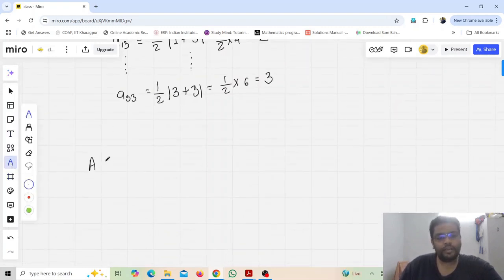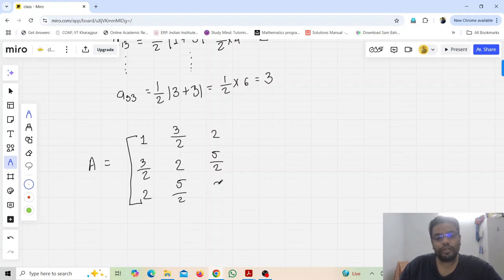So now I can form my matrix A, right? So A is equal to 1, 3 by 2, 2; 3 by 2, 2, 5 by 2; 2, 5 by 2, 3. And this is my matrix A.